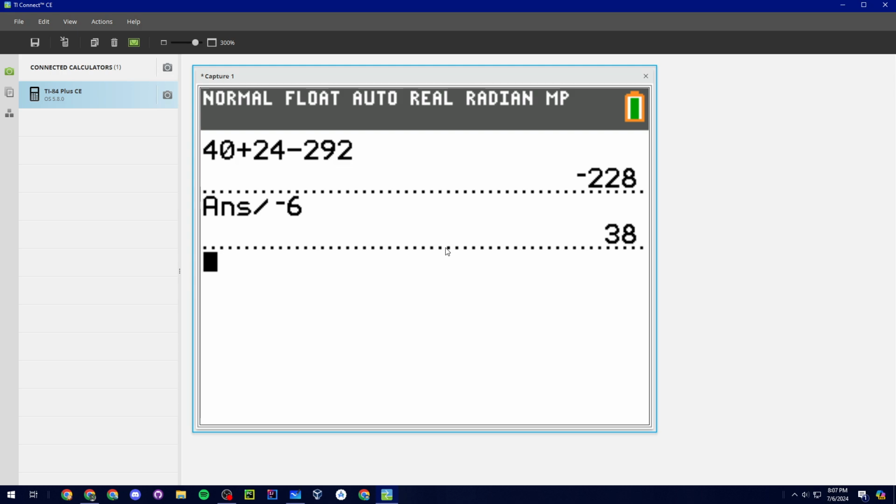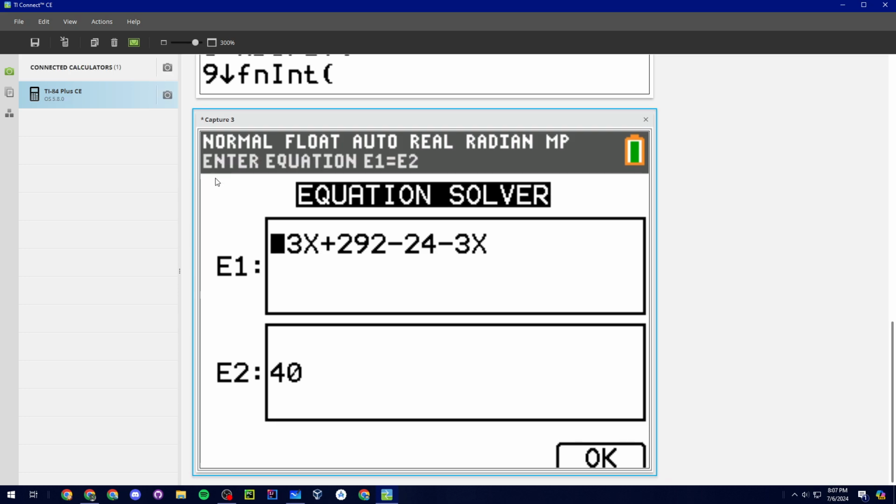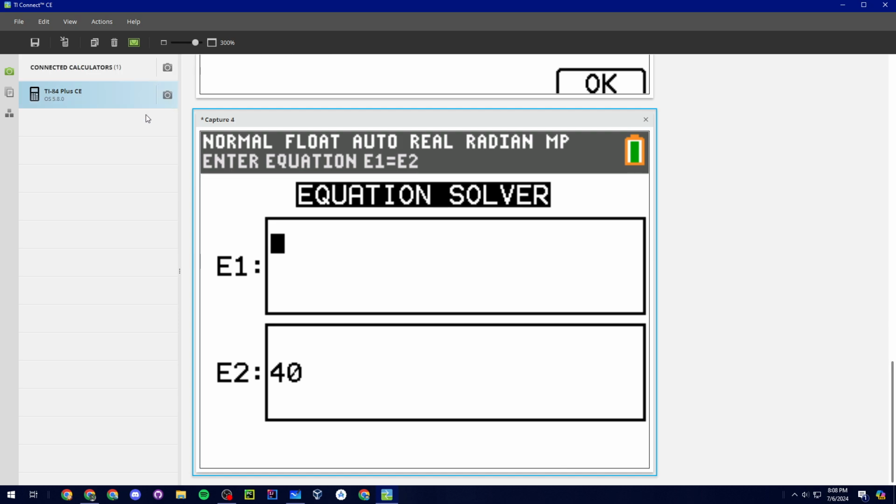If you go to the math button, you'll see a menu like this. Then if you click the up arrow and click enter, you'll see something called numeric solver, and it looks like this. This is actually how I solved that problem first, in the same video. Then I realized that you probably didn't know how to use numeric solver, so I guess this is a good tutorial on how to use it.